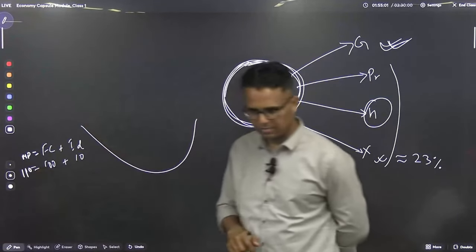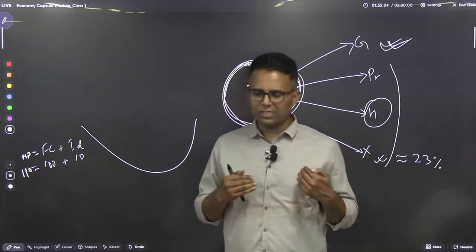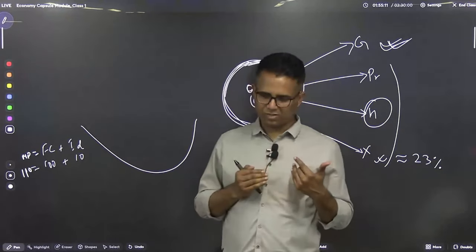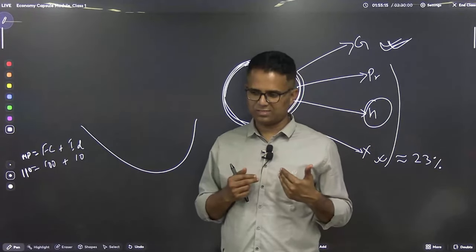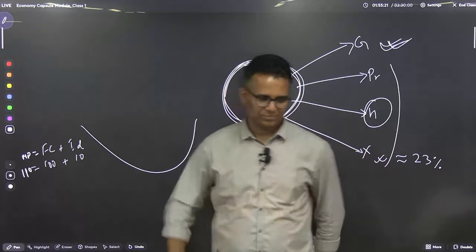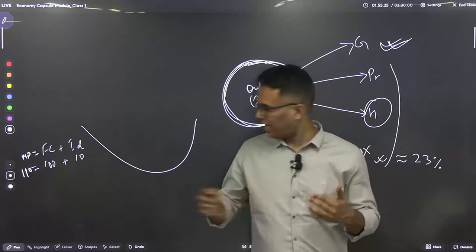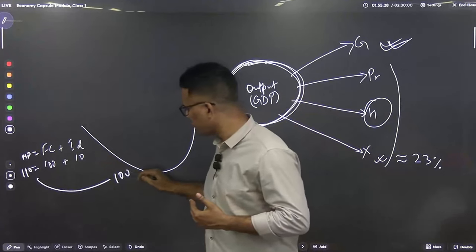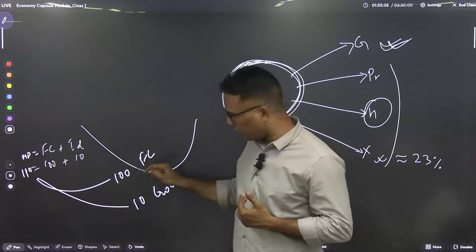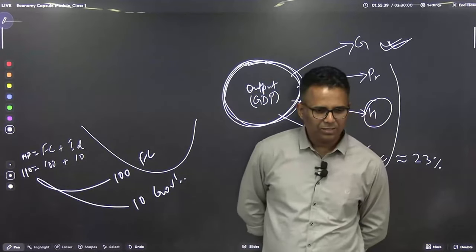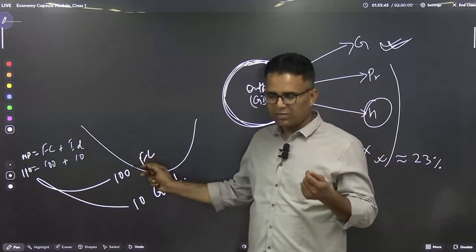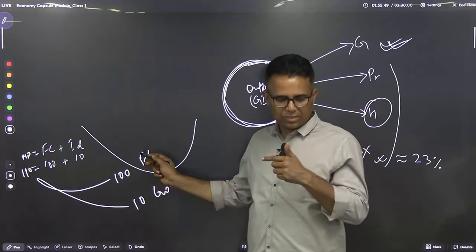GDP is 110. So the four factors of production will get 100. Government will get 10. Out of the 100 that we got, I got 20 rupees as wages. In that wage, I paid 2 rupees personal income tax. Out of that 100, 10 goes to government as indirect tax, 100 comes as factor cost to the four factors. Out of this 100, we are paying some tax. If my wages are 20, out of that I am paying personal income tax. If profit is 30, out of that 30, the company is paying some tax.